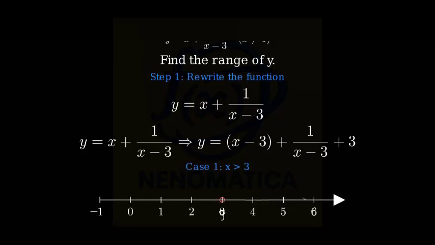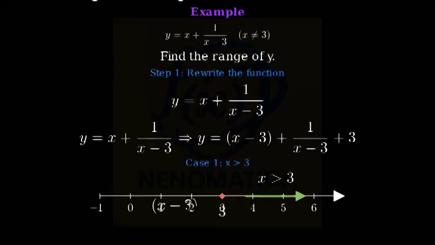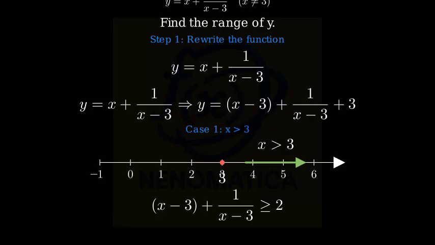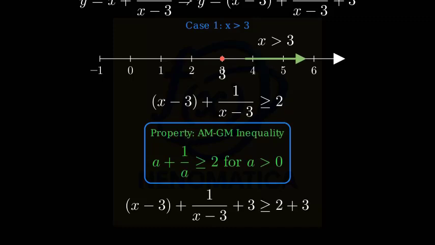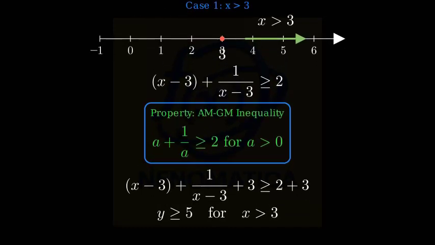Let's first consider the case where x is greater than 3. In this region, both x minus 3 and 1 over x minus 3 are positive. If we substitute this into our rewritten equation, we get that x minus 3 plus 1 over x minus 3 is greater than or equal to 2. This comes from a mathematical property stating that for any positive number a, the sum of a plus 1 over a is always greater than or equal to 2. Let's continue with our analysis for x greater than 3. First, we add 3 to both sides of the inequality. This gives us y greater than or equal to 5 when x is greater than 3.